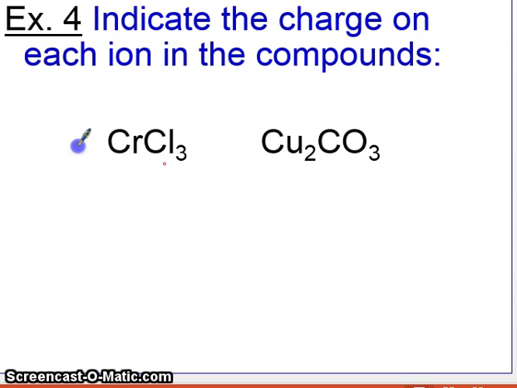Now, in both of these cases, you'll find that we have chromium and copper. Both of these actually come from the D block. Remember, the special thing about the D block is that they can have more than one type of ion. So chromium, for example, can exist as a +3, as a +2, as a +1 maybe. Copper can exist as a +1, as a +2, maybe as something else. So here's how we will figure out what the charge is.